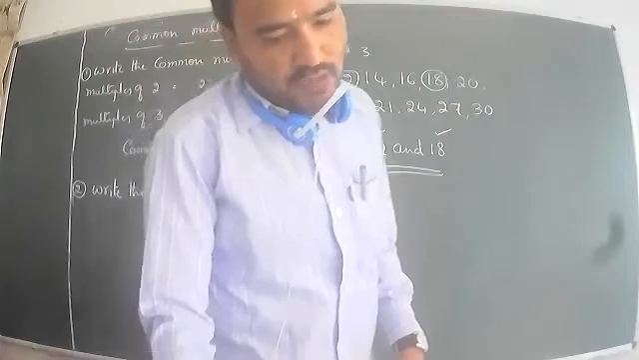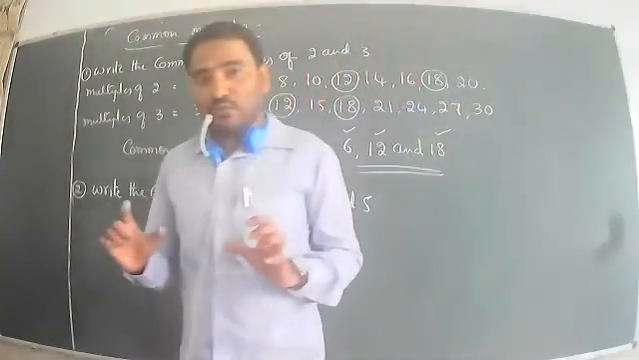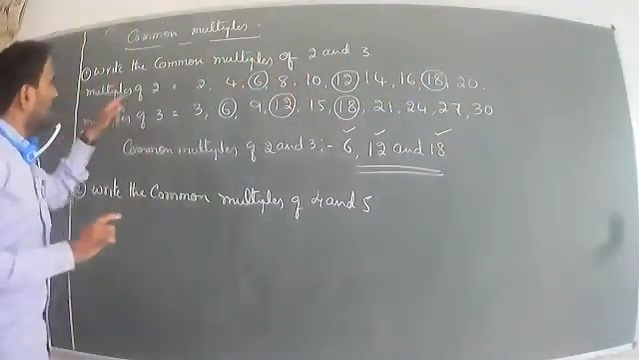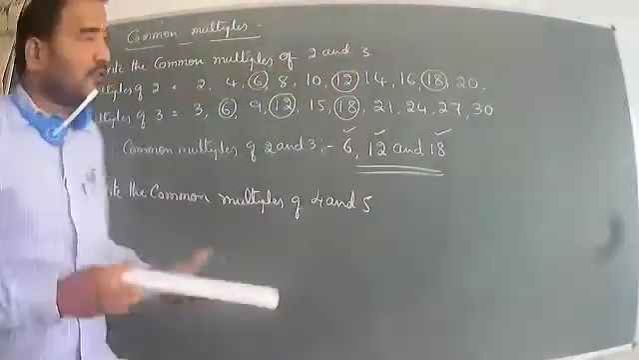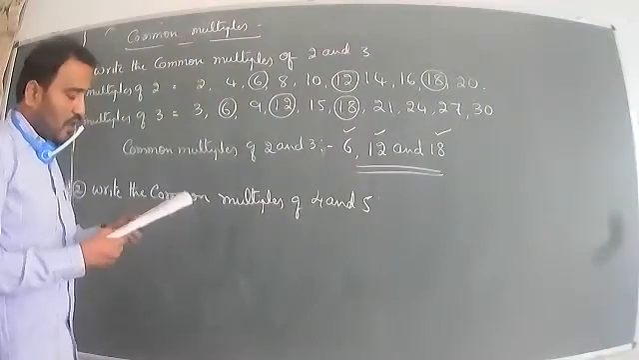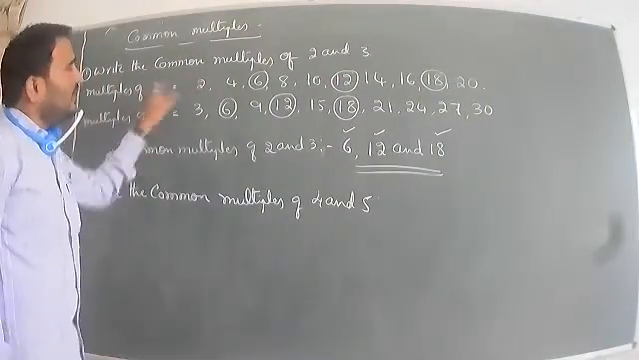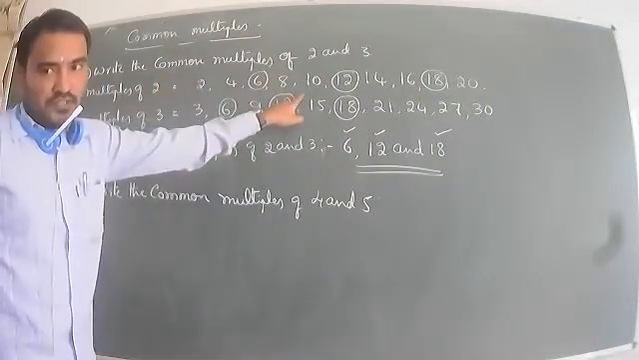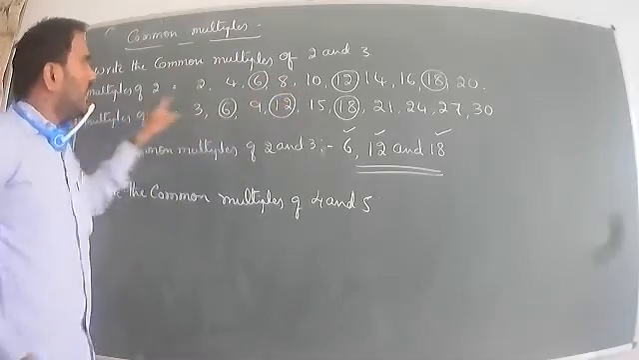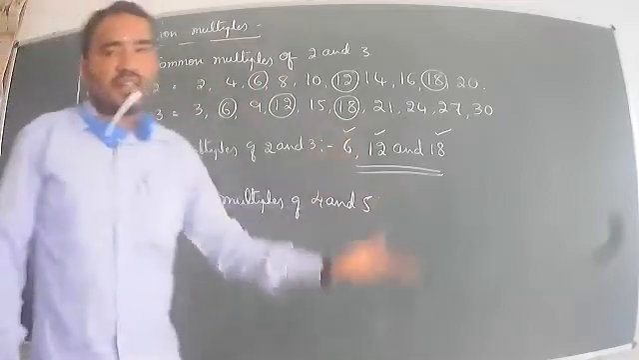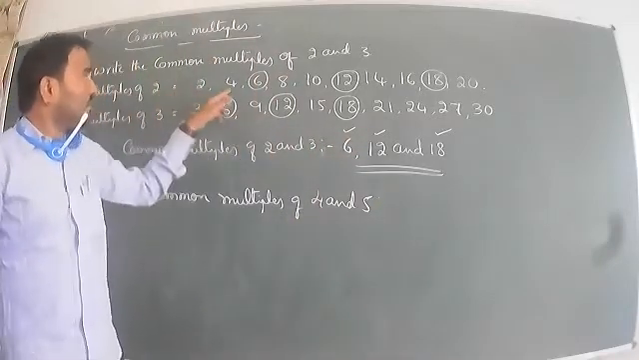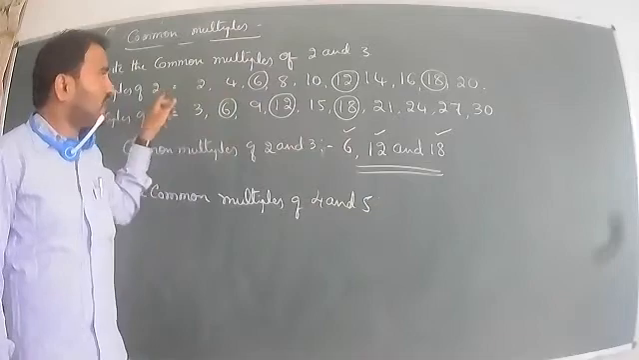Multiples means all the multiples are either equal to or greater than the given number. Look at the multiples. Sometimes they are equal, or they are greater than the given number. So this is the first point. Multiples are either equal or greater than the given number; they are bigger than the given number.